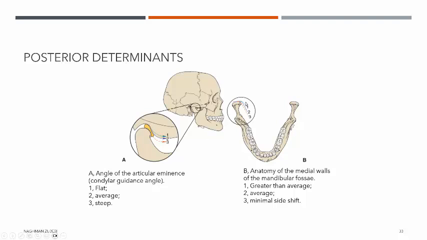Number 2 is the anatomy of the medial walls of the mandibular fossae. Number 1 is greater than average, means in this case there is going to be more side shift. Side shift is that movement which occurs before any other movement, as the mandible is going to take some movement or is going to move. Number 2 is the average, and number 3 is minimal side shift. It all depends upon individual to individual and their anatomy.